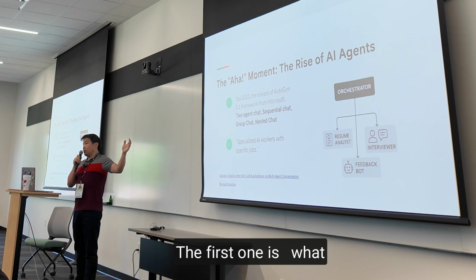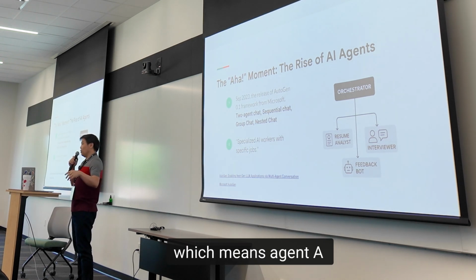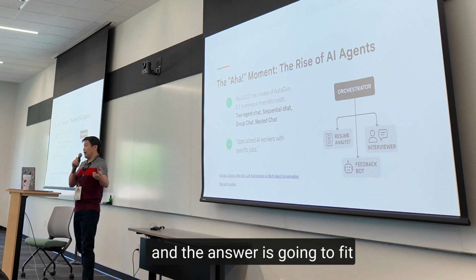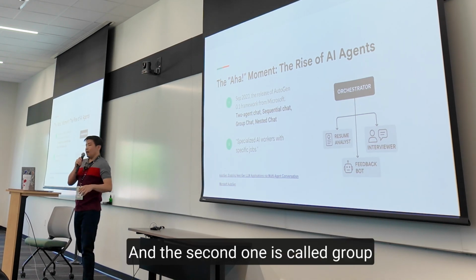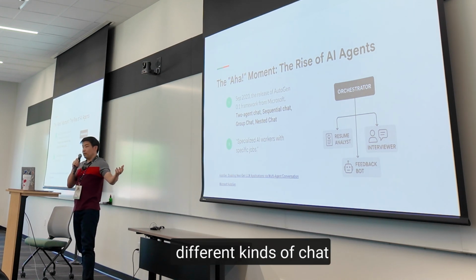The first one we call sequence agent, which means agent A asks you something, you reply, and the answer goes into agent B. The second one is called group agent, which is like a group chat.